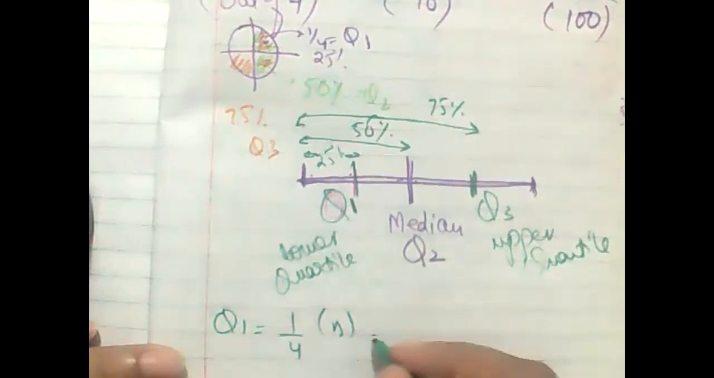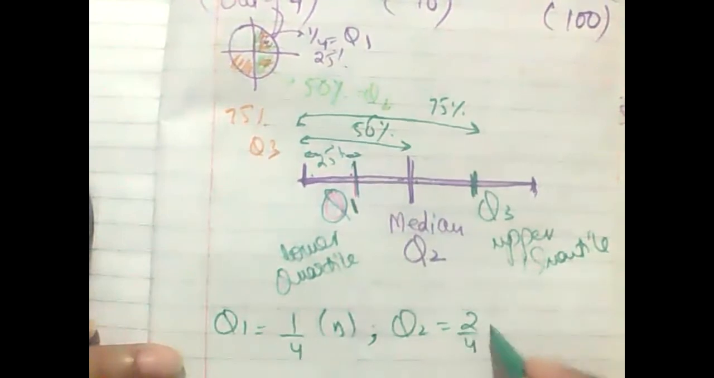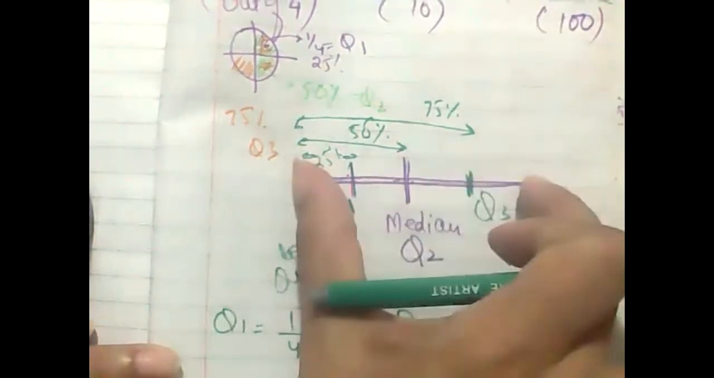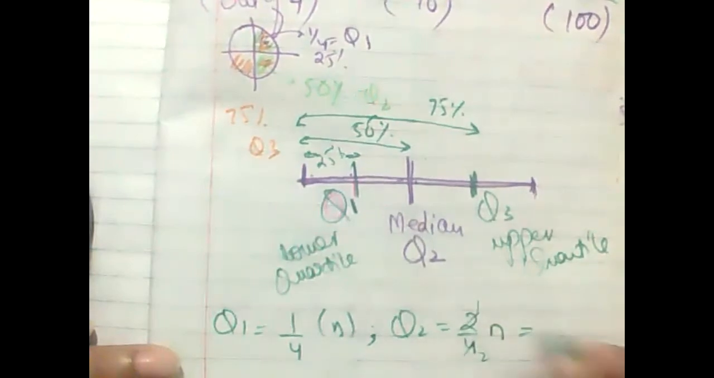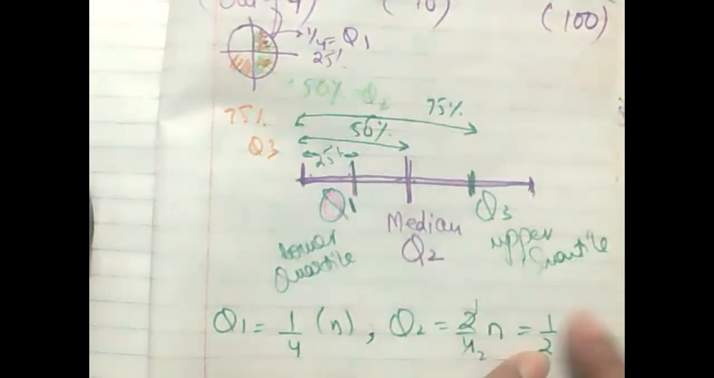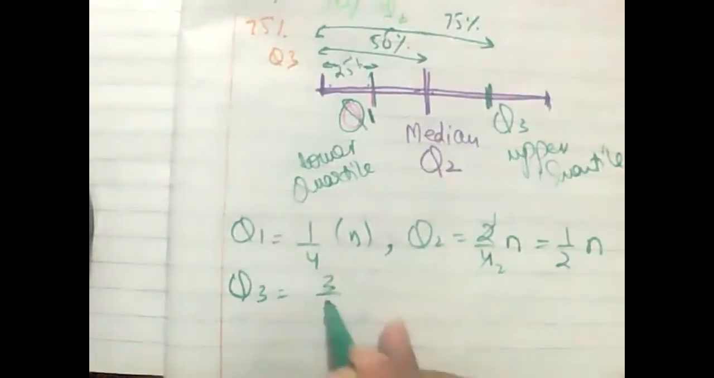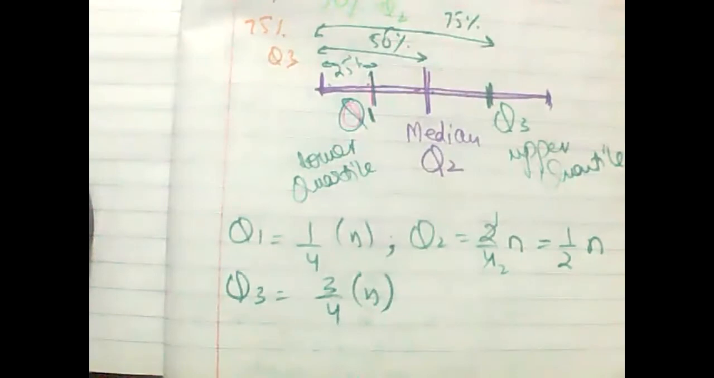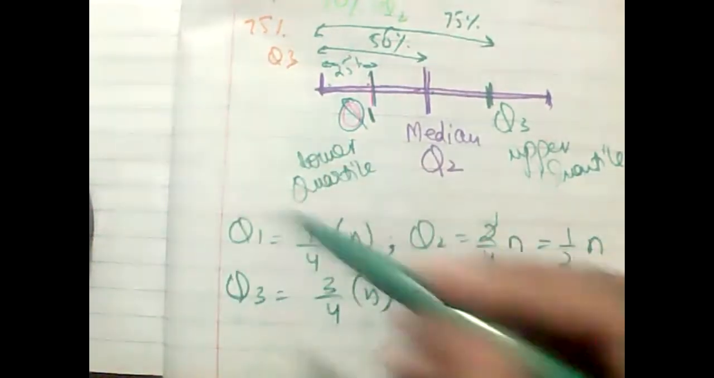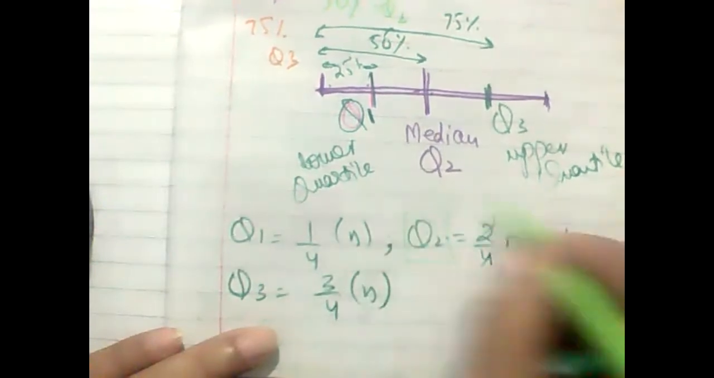Similarly, I can conclude that Q2 is equal to 2 upon 4 of the whole data, 2 parts out of 4, and simplifying it gives me 1 upon 2 of n. Isn't 1 upon 2 the same as median? Remember, median is n divided by 2. And then the last is Q3, which is 3 upon 4 of the whole data. Got it? When I talk about quartiles, I will have Q1, Q2 and Q3. Your Q2 is the same as the median.